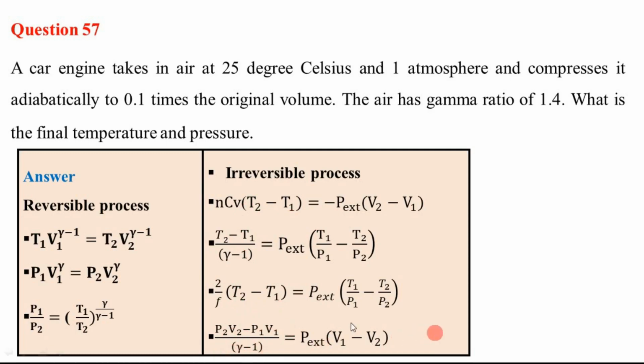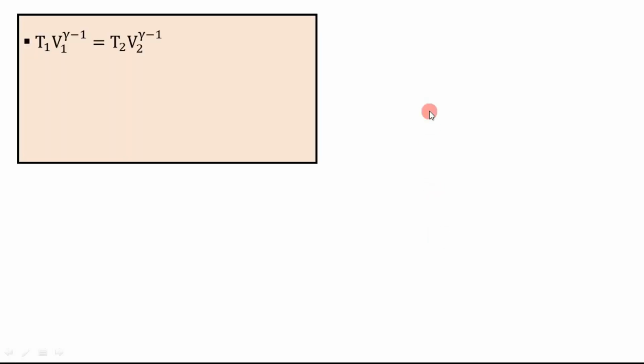What you need to understand is that if you have the degrees of freedom, you can use this one. If you have the gamma ratio, you can use this one. If you don't have the gamma ratio or the degrees of freedom, you can use this one to calculate the final temperature. So let's use the first one for the final temperature in the reversible process, because in this question we have a reversible process, not a constant external pressure. For a constant external pressure, you use the formula for the irreversible process, but here we have reversible.